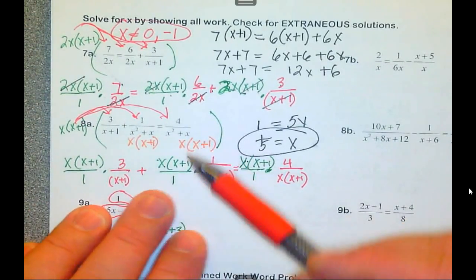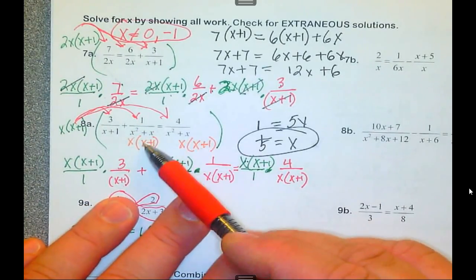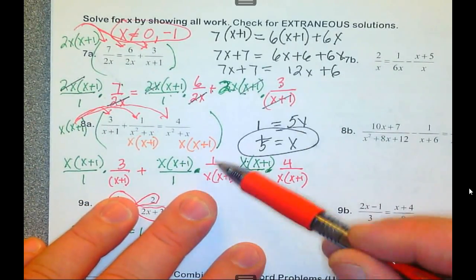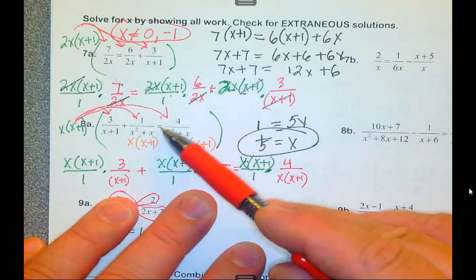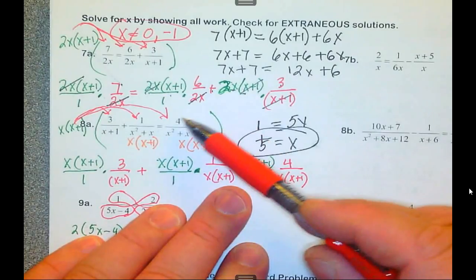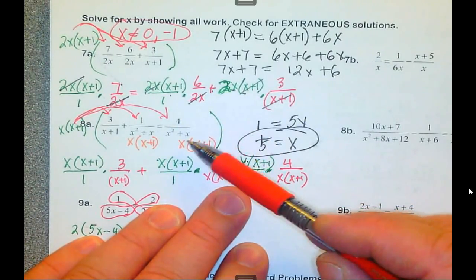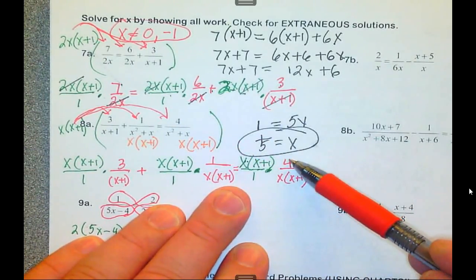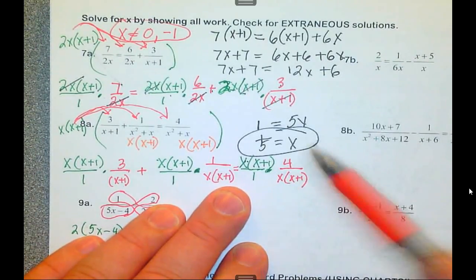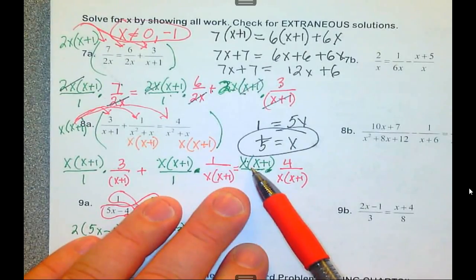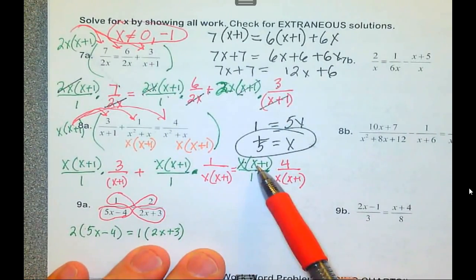Plus, my second term is 1 over, and I'm going to put my factored form there, 1 over x times x plus 1, equals my 4 over x plus 1. Here's my 4 equals 4 over x plus 1. And I'm multiplying it by my common multiple, each term.